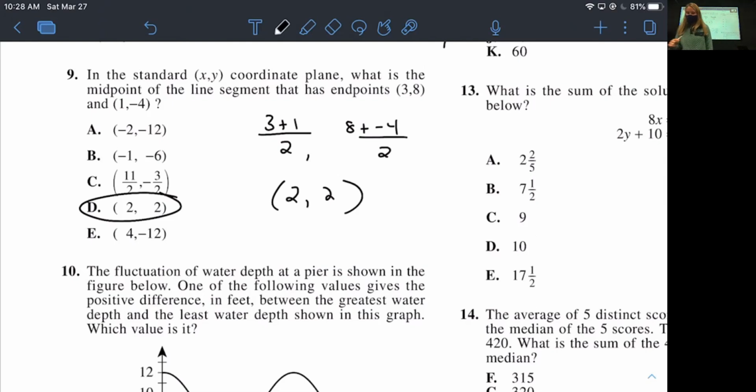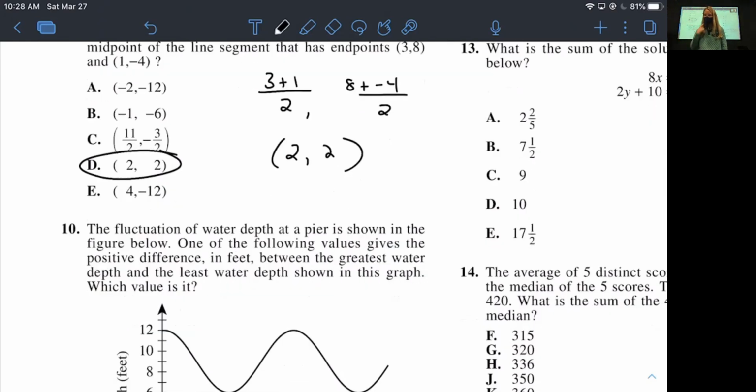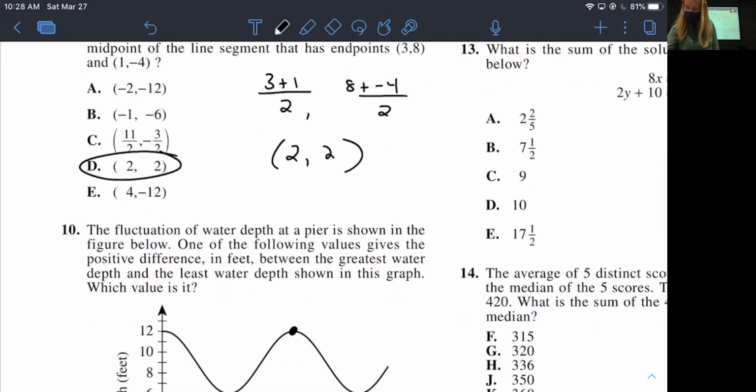All right, 10. The fluctuation of water depth at a pier is shown in the figure below. Which of the following values gives the positive difference between the greatest depth and the least depth? Well, the greatest depth is here or here. What's the greatest depth? 12. What's the least depth? 6. What's the difference between the greatest and the least depth? 6.